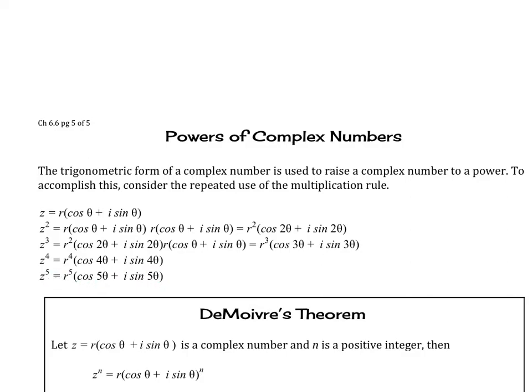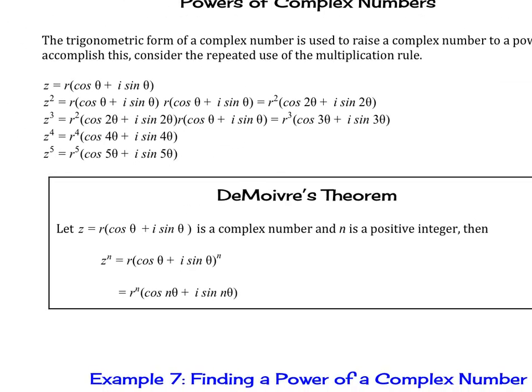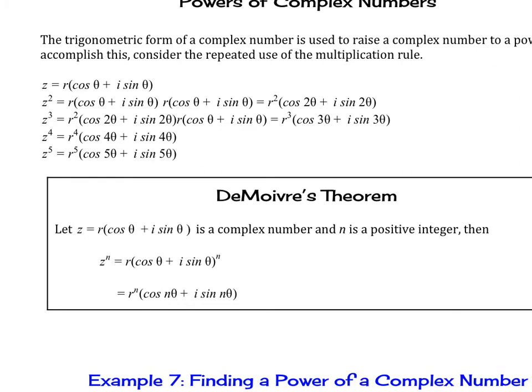So that leads us to DeMoivre's theorem. Let z equal r cosine theta plus i sine theta be a complex number and n a positive integer. Then z to the n equals r cosine theta plus i sine theta, raised to the n. And then what happens is you plug it in and you see that it's r to the n, right? You distribute it through, r to the n, and then it's cosine of n theta plus i sine of n theta.